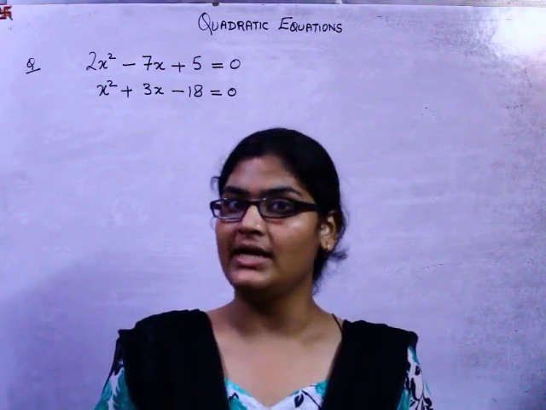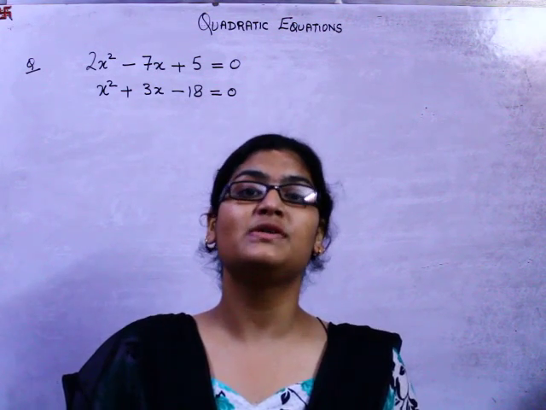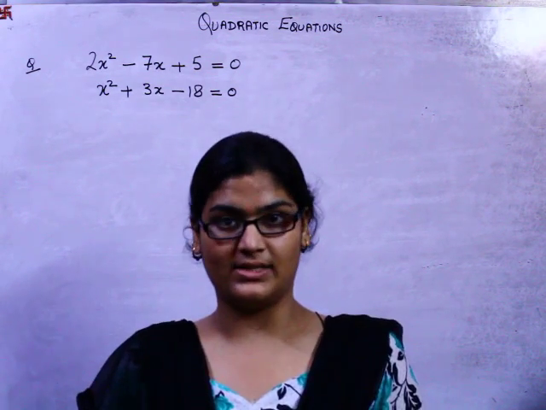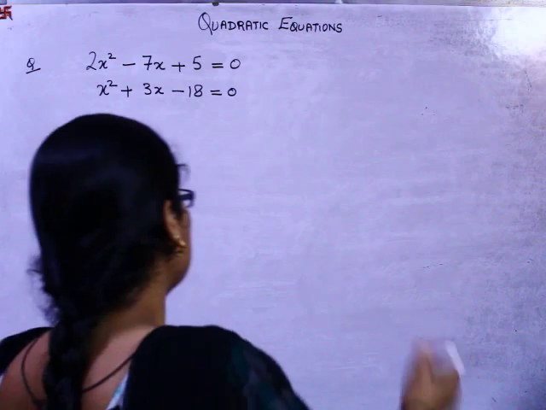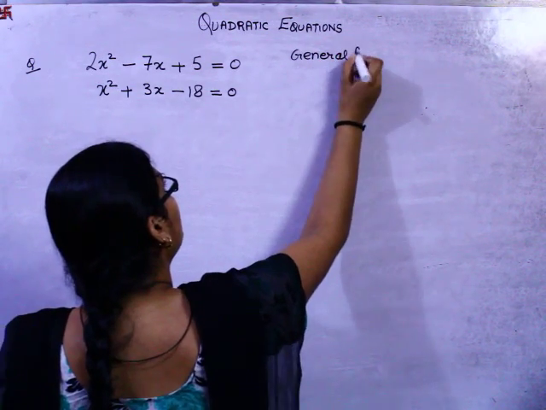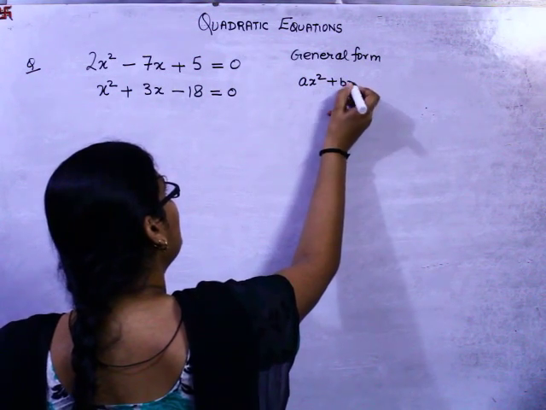What are quadratic equations? Quadratic equations are those equations which have degree 2. Degree, that is the highest power, is 2. So the basic general form of a quadratic equation is ax square plus bx plus c.